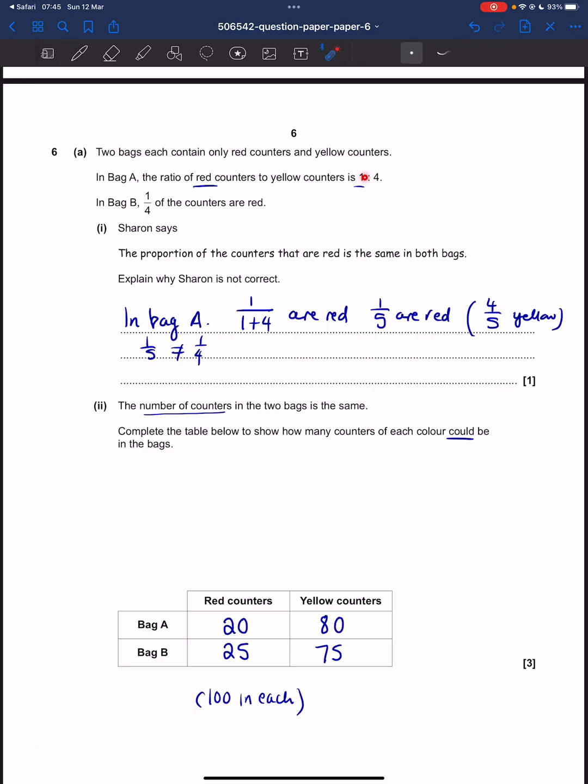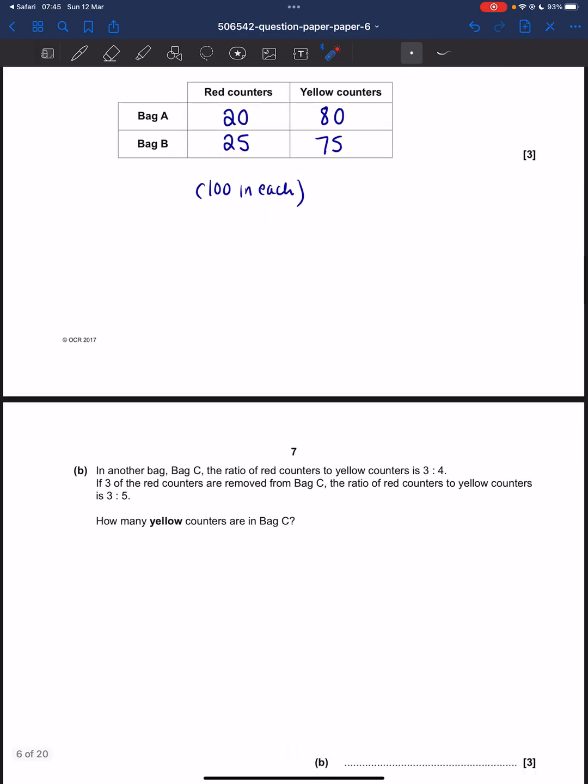So it's 1 to 4 for red to yellow here. 1 to 4. So 20. A fifth is 20 out of 100. 4/5 is 80 out of 100. And then in bag B, a quarter of the counters are red. 25 to 75. Okay.